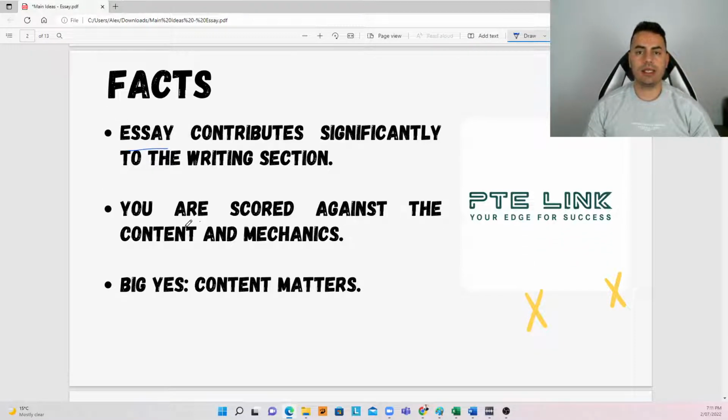And in the essay, you are scored against two criteria, generally. We're looking at the content and mechanics. Content refers to the main ideas. Are they relevant to the topic being asked on the test day? And mechanics is everything related to grammar, structure, coherence, and cohesion. Today, I'm talking about the content, and content does matter.